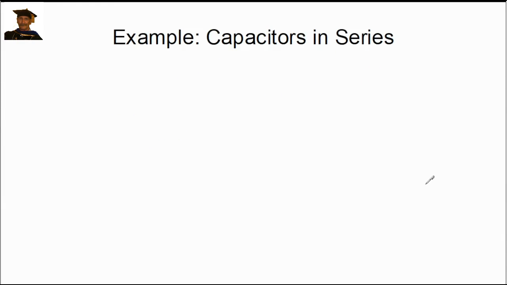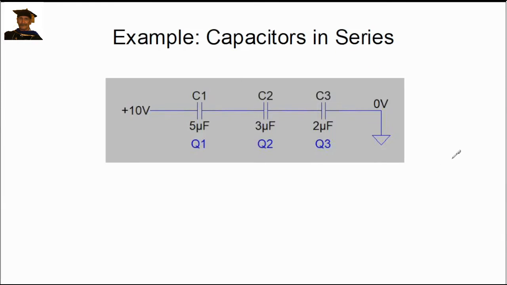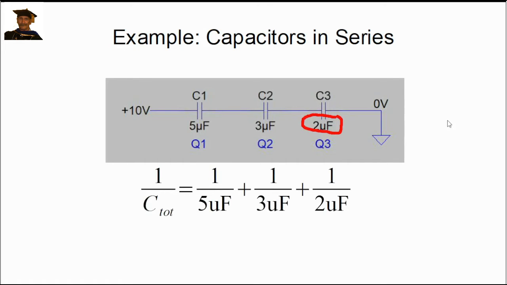So here's an example of capacitors in series, and we'll take the same 3 capacitors: 5, 3, and 2. Now, as with resistors in parallel, the total capacitance is going to be less than the lowest capacitor in the circuit. So let's look at this. 1 over C total is 1 over 5 plus 1 over 3 plus 1 over 2 microfarads. And what we get is going to be less than the 2, which is 0.97 microfarads.